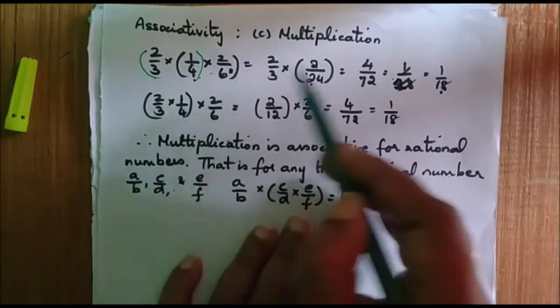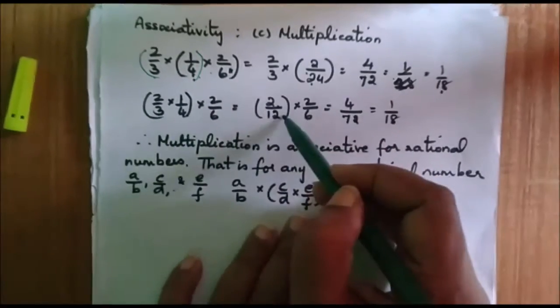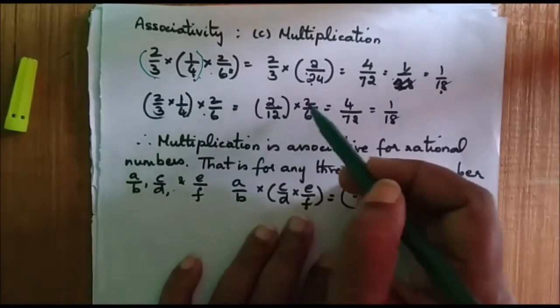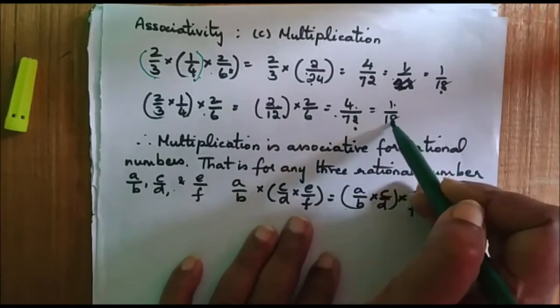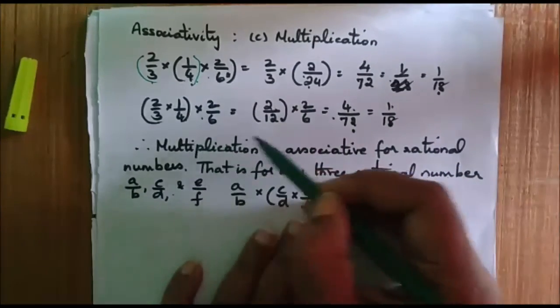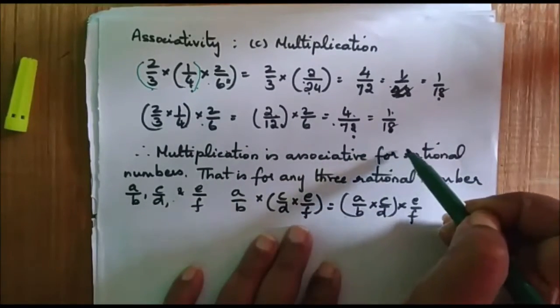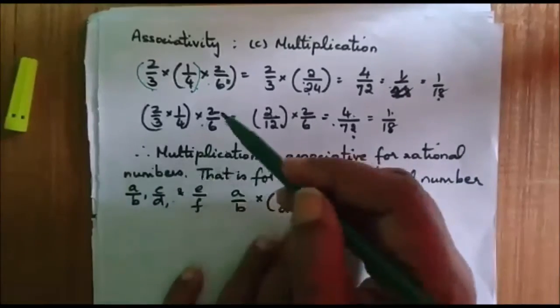So 2 into 1 is 2, 3 into 4 is 12. That into 2 by 6 equals 4 by 72, which equals 1 by 18. Therefore, multiplication is associative for rational numbers.